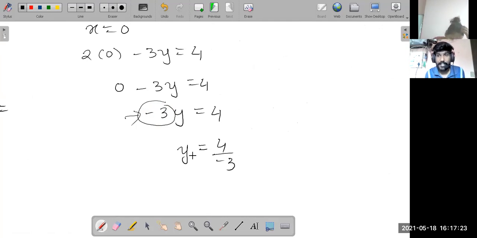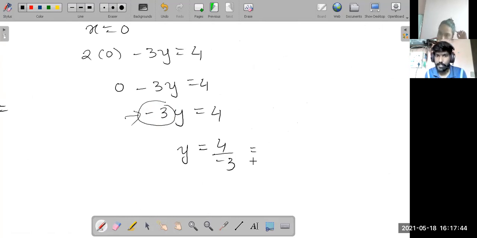Okay, so when you're dividing, your sign will not change. Whatever sign is there, that sign itself you put this side. But when you're taking the number to the other side, then you change the sign. But when you're dividing, you don't change the sign. Whatever sign is there, keep it as it is. So what is 4 upon minus 3?